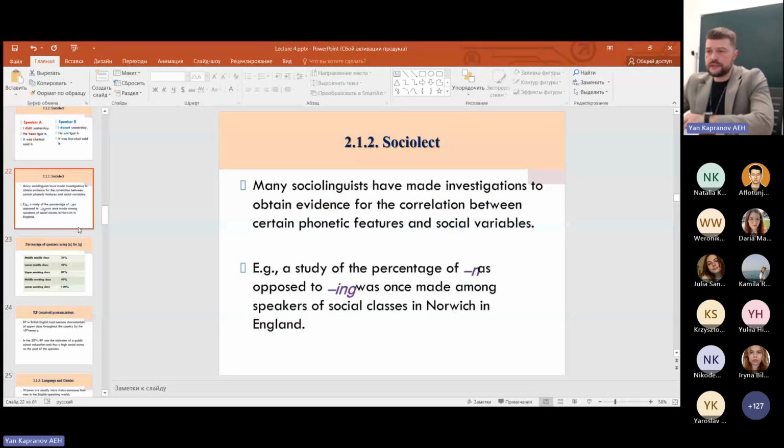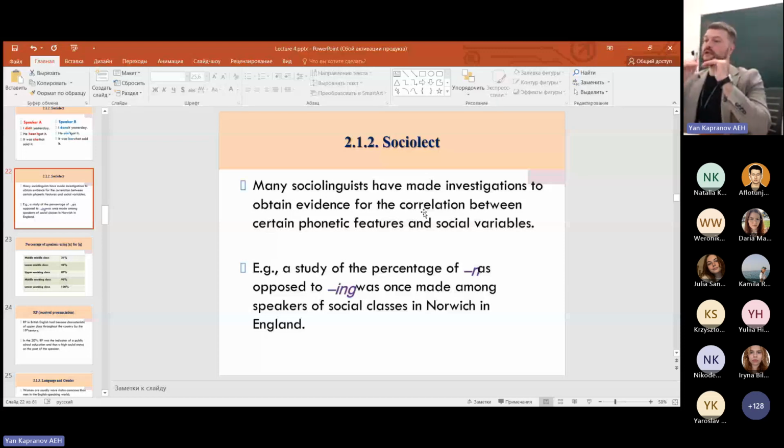Next, what I wanted to say: many sociolinguists have made investigations to obtain evidence for the correlation between certain phonetic features and social variables. A study of the percentage of n as opposed to ing was once made among speakers of different social classes in Norwich in England. So it's clear that, coming back to our varieties of language, do not forget to follow the linguistic structure. We have to start with the phonology.